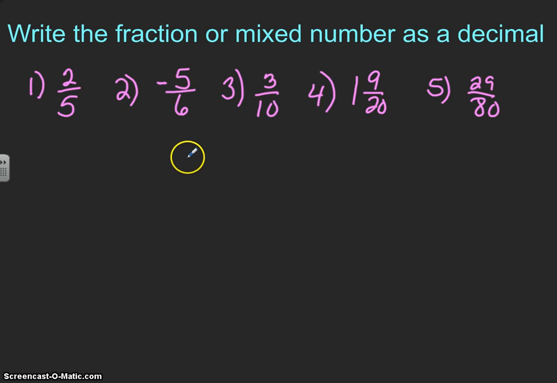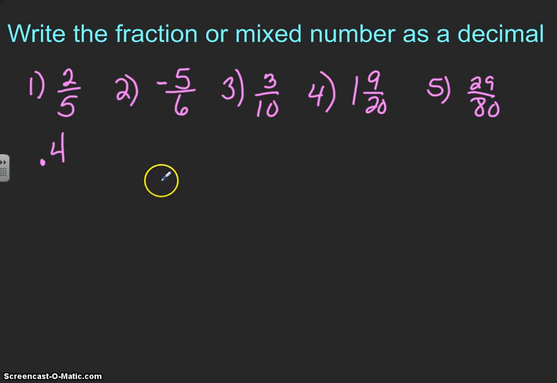Write the fraction or mixed number as a decimal. Okay, well, we know 2/5. If we know our FDEs, we know 2/5 should be 0.4. Okay, 2/5 is 0.4. If you didn't know that, you just simply divide.